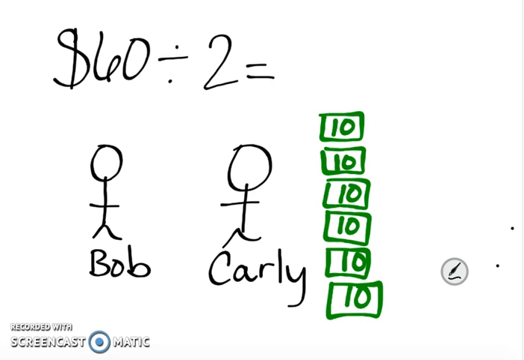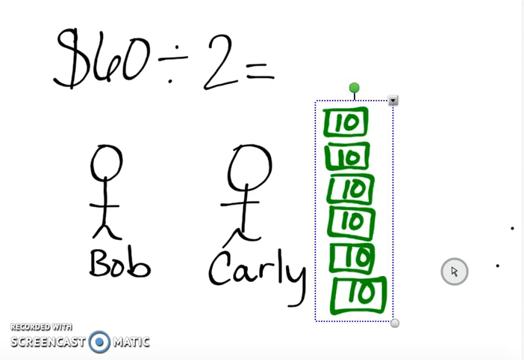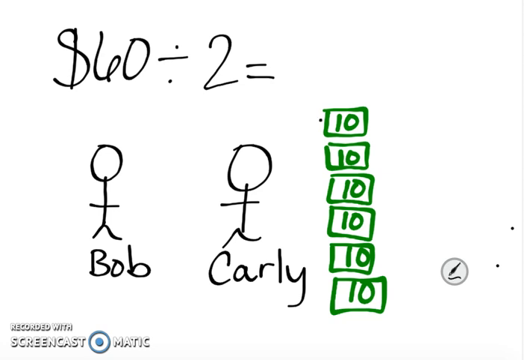Okay, so I'm going to take one of these tens. Oh, never mind. I'm going to draw arrows. Okay, so one of these tens is going to go to Bob. So Bob has $10 now. Another 10 is going to go to Carly. So Carly has $10 now. It's even, it's equal. We keep doing that until we run out of tens, but we have to make sure they have equal amounts of money.